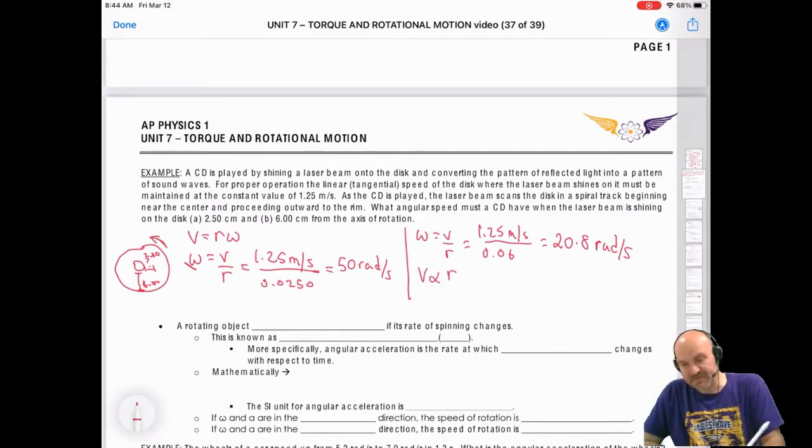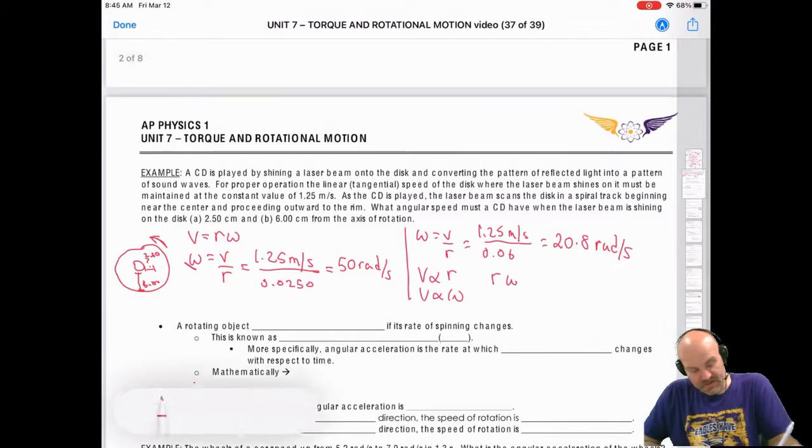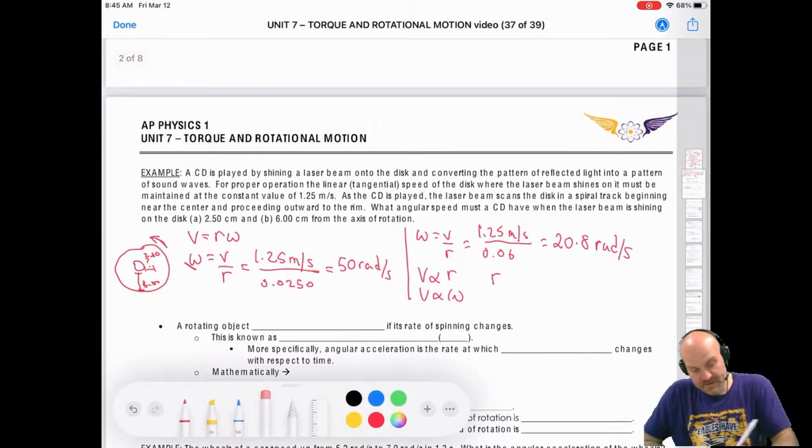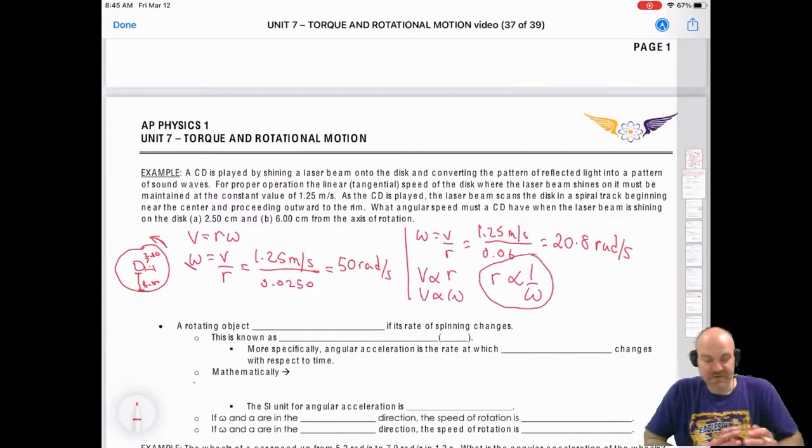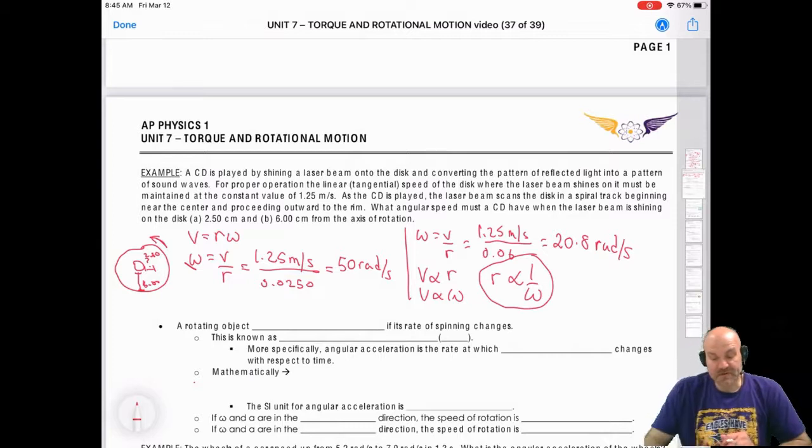All right, so here are your relationships. V is directly proportional to r. It's also directly proportional to omega, but r is inversely proportional to omega. Gotta choose my pen, not my eraser. If I'm closer to the center, I'm going to go faster. If I'm further away from the center, I'm going to go slower.